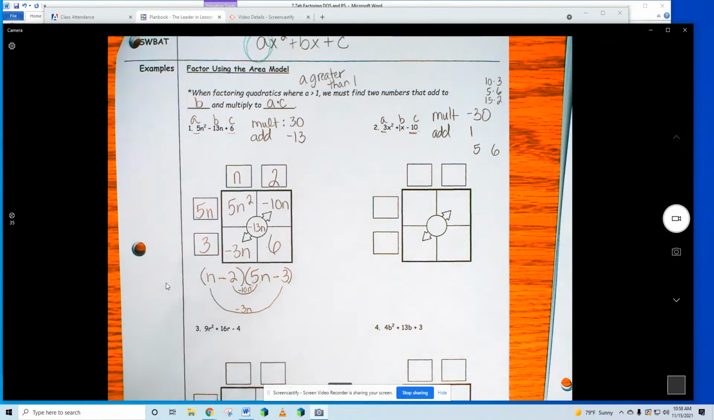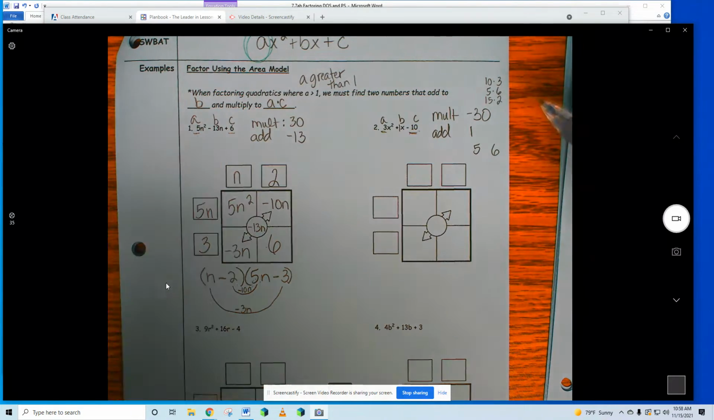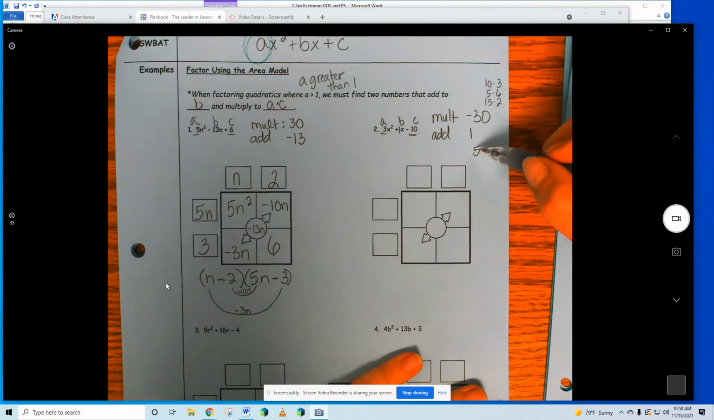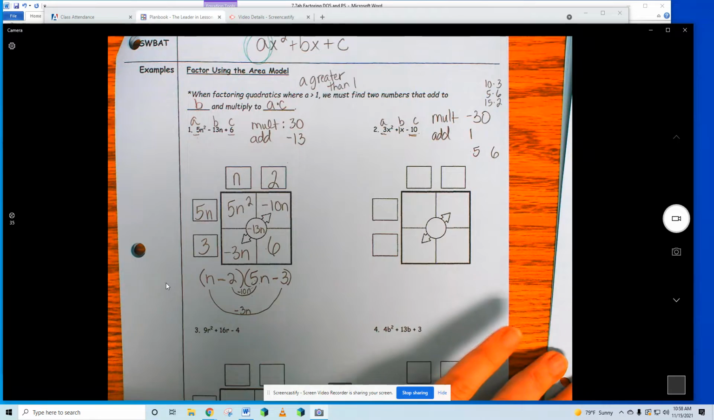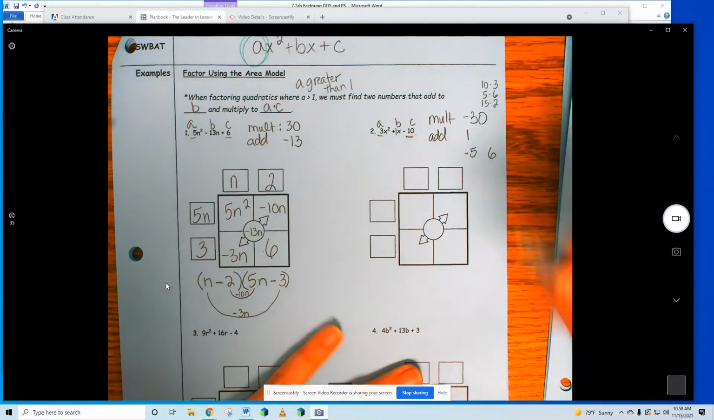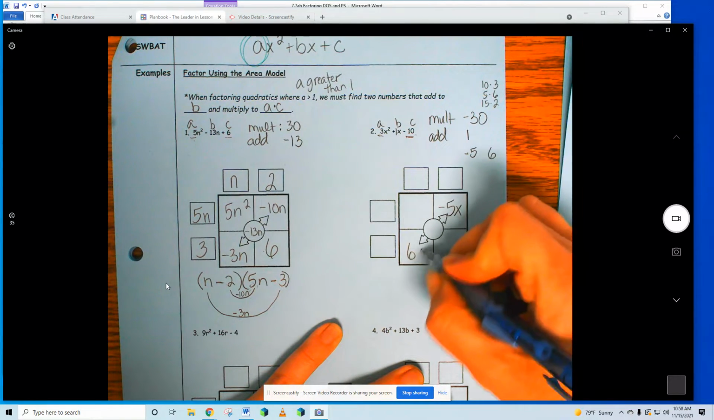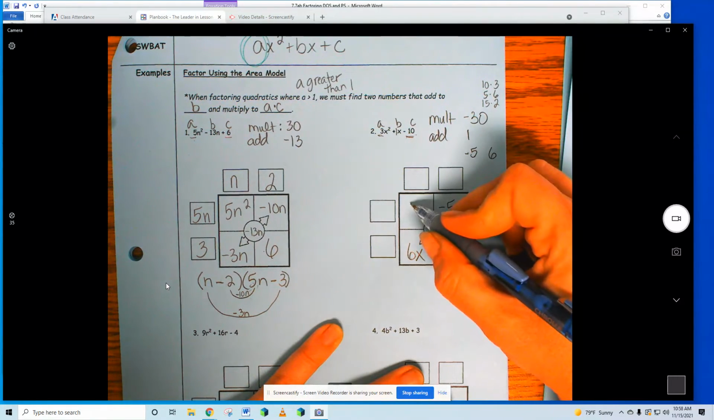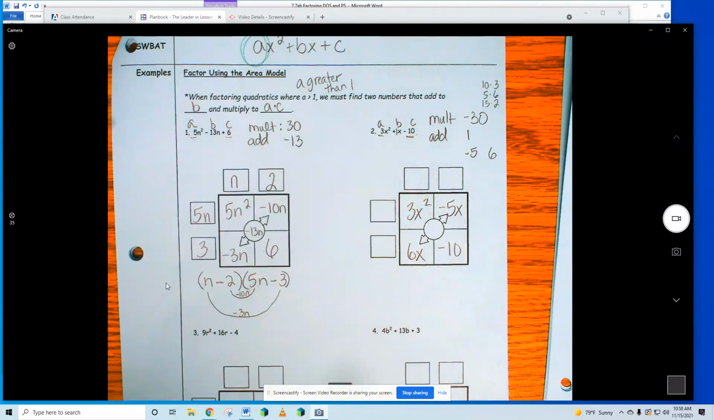Okay. Now I'm not sure. Oh, if I wanted to add to a positive 1, look at, is it negative 5 plus 6 or is it 5 plus negative 6? Negative 5 plus 6. So I'm going to put negative 5x and 6x. Obviously, my front leader, 3x squared, goes there, and negative 10 goes there. That's the pattern. It's always like that.